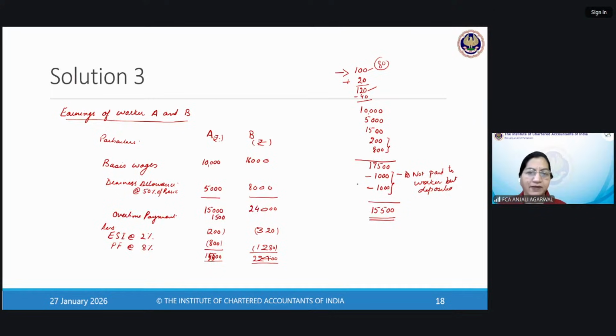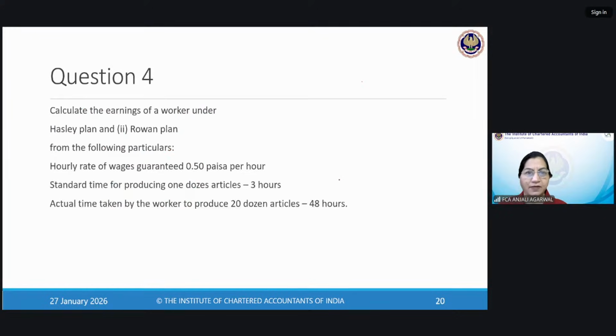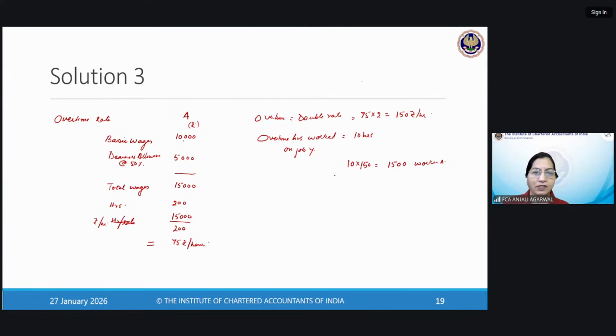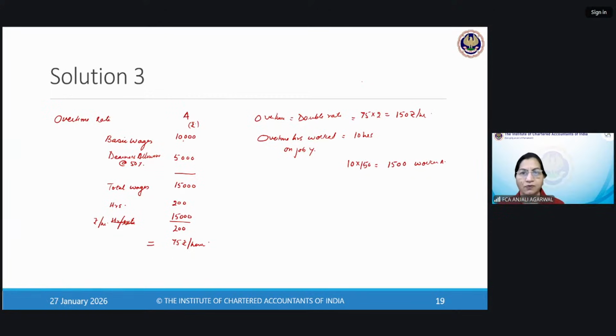Then you would have added, which we will do now. So we have calculated the overtime, and overtime is paid at 1500. And now we will calculate what is the cost to the employer. So I'm going to erase this one here. I hope you can note it down quickly. The normal rate is 75, so overtime is double. So 75 into 2, overtime rate is 150. Now let us see what is the cost of the various jobs to the employer.